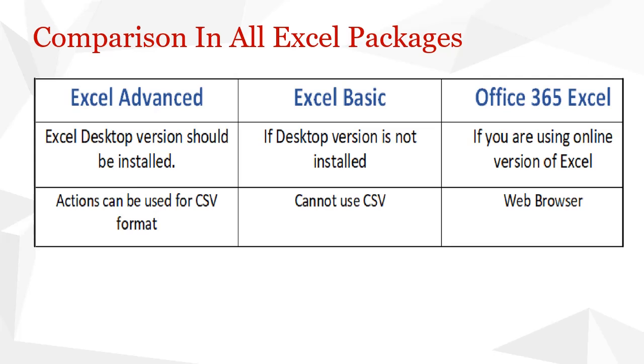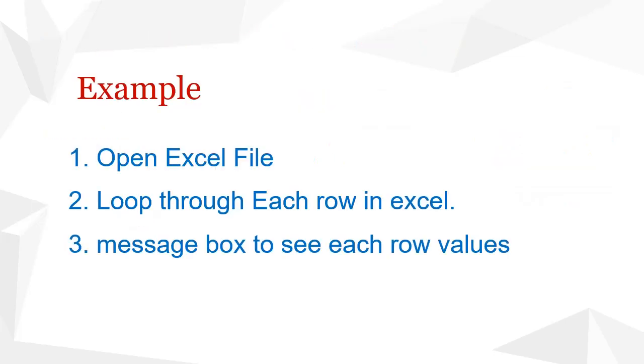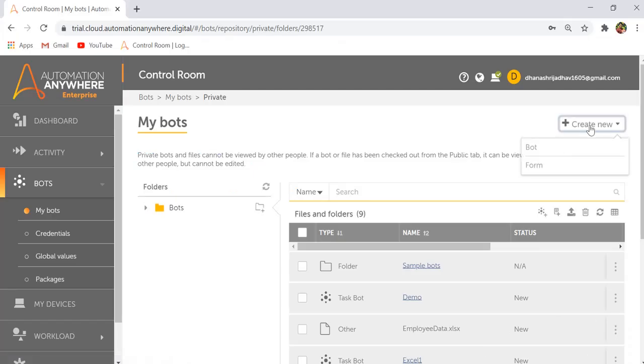This is all about Excel packages. You can use them as per your requirement and utilities. Let's practice Excel automation in Automation Anywhere A2019. So we'll open one Excel file and loop through each row in that Excel file, and we'll use a message box to see the values in each row of that file. So let us begin. I'll quickly create a bot.